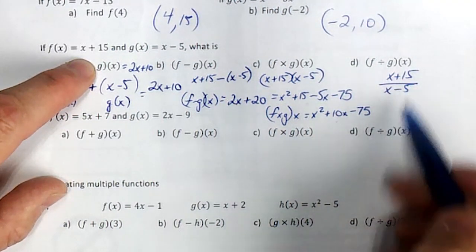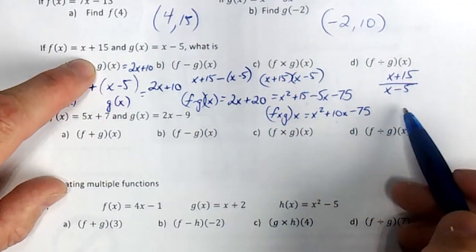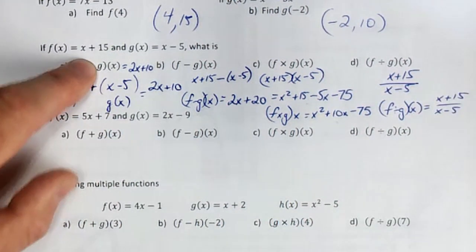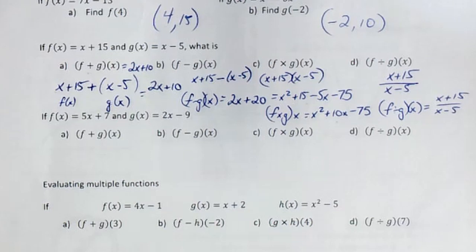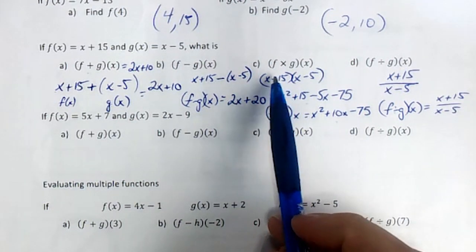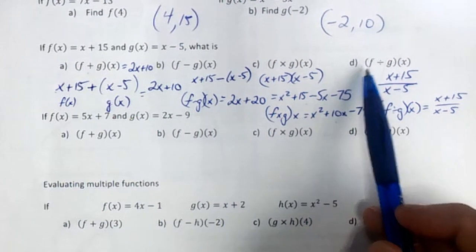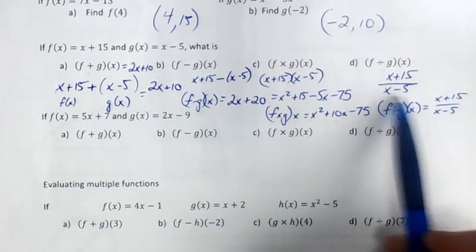Now this one I can't do any factoring. I can't cancel anything, so there's my final answer. So be careful with the order. With multiplication, it doesn't matter which one goes first. If we're dividing, the f has to go on top, the g has to go on the bottom.